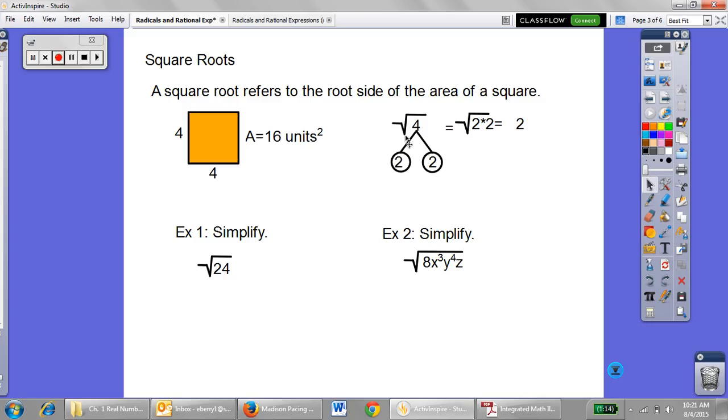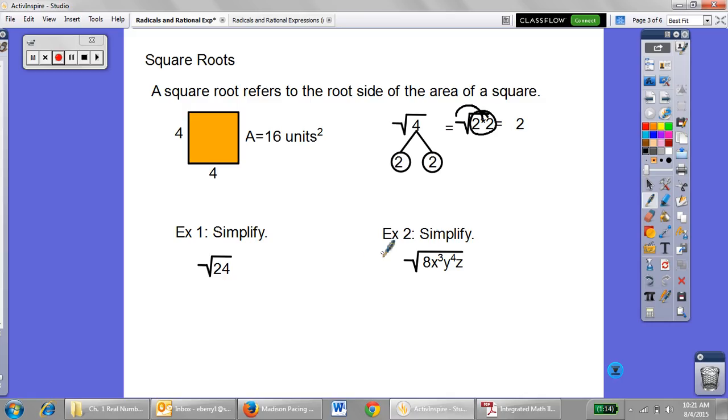Now, a square root refers to the side of the area of a square. This is a review of what we've already learned. Looking at this square, the area would be 4 times 4, the length times the width, or the side squared. So the square root of 16 here would be 4. Looking at this example, the way we show our work, the square root of 4 we can break down to 2 times 2. Seeing that we have a pair of 2s, we can circle that and bring it out. So the square root of 4 is 2.